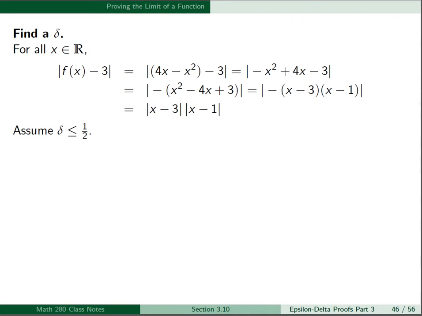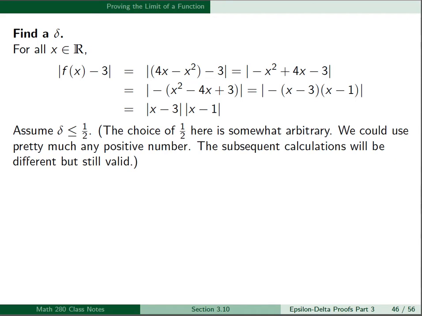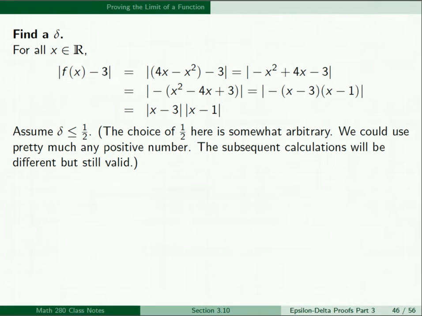Let's assume that delta is less than or equal to 1/2. Now the choice of 1/2 here is somewhat arbitrary. We could use pretty much any positive number. The subsequent calculations will be different, but still valid if we use a different number. Then the absolute value of x minus 1 less than delta, which is less than or equal to 1/2, implies minus 1/2 less than x minus 1 less than 1/2. So we can rewrite our absolute value inequality as a double inequality.